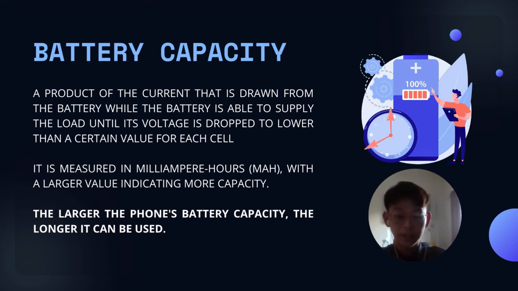Battery capacity is defined as the product of the current that is drawn from the battery while it can provide the load until its voltage falls below a specific amount of each cell. Battery capacity is measured in milliampere hours, where a larger value indicates more capacity. It goes without saying that the larger your phone battery capacity, the longer you'll be able to use it.